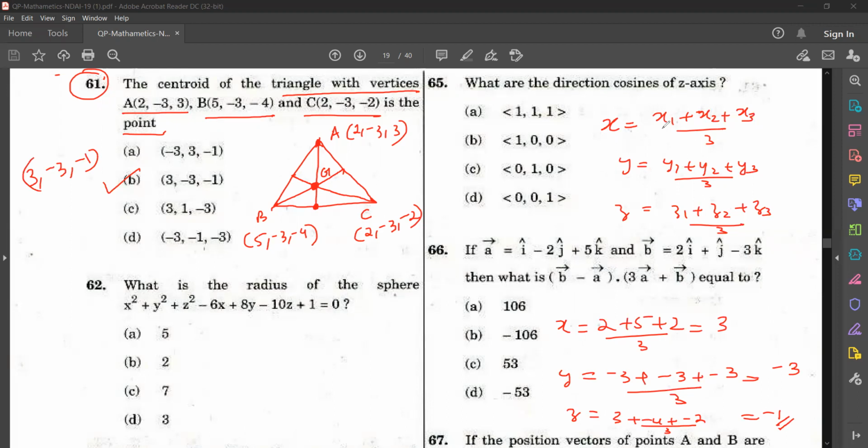So what is the takeaway from this question? You have to learn by heart this formula for the centroid of a triangle.